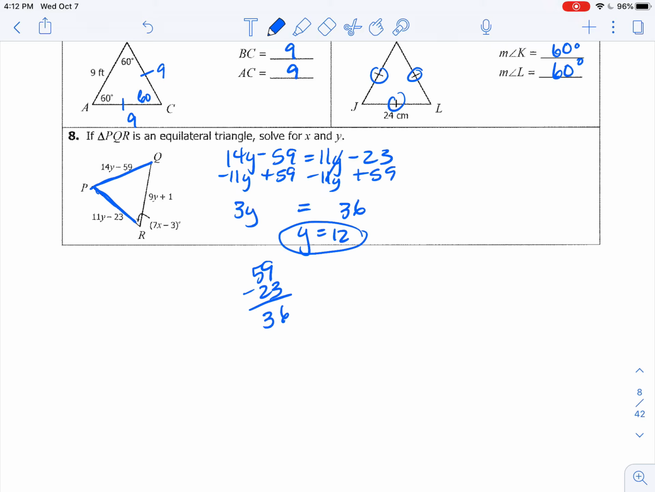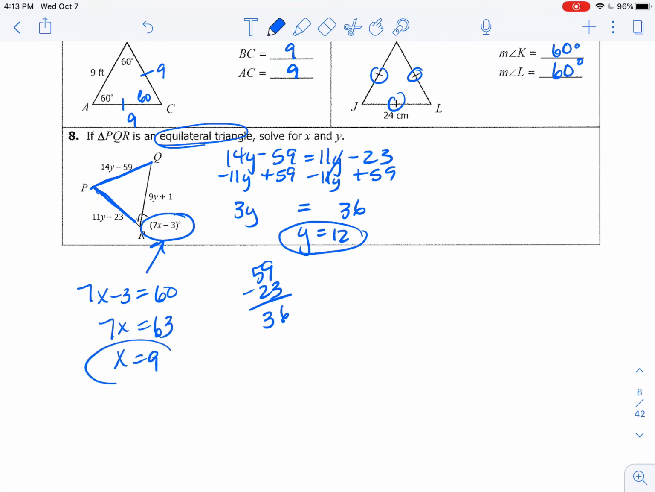Okay, so let's see, what else do I know? Well, it tells you it's equilateral, so it's equiangular. This measure of angle R has got to equal 60. So 7x minus 3 is equal to 60.